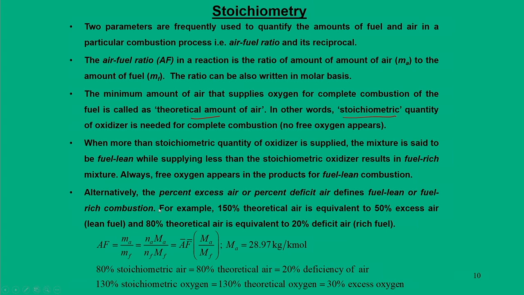So, how to quantify this? First number is the air fuel ratio, which is AF, that is mass of air divided by mass of fuel. Now, if you represent this mass of air in terms of number of moles, it is molar quantity of air Na into Ma, where Ma is the molecular weight of air, divided by NF into MF. And when I put Na by NF, instead of air fuel ratio we say molar air fuel ratio, that means the number of moles of air to the number of moles of fuel, into its molecular weight ratio Ma by MF. So, this is the relation between air fuel ratio on mass basis, AF, and air fuel ratio on molar basis, AF bar.